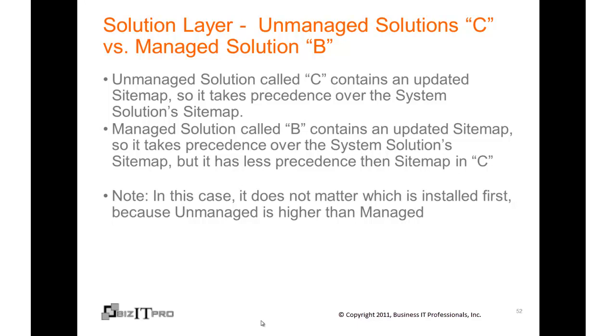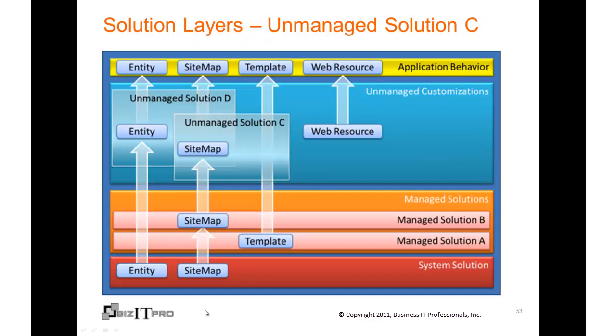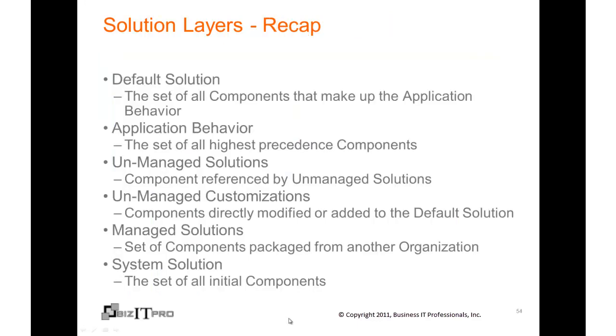In this case, it does not matter which of the two solutions was installed first, because the unmanaged solution is always higher in the layers than the managed solutions. So here's an example of this. If we look at this column, we have the sitemap from the system solution, which is overridden by Managed Solution B, which is overridden again by Unmanaged Solution C, and ultimately Unmanaged Solution C wins, and the application behavior will be based upon the changes in Unmanaged Solution C.